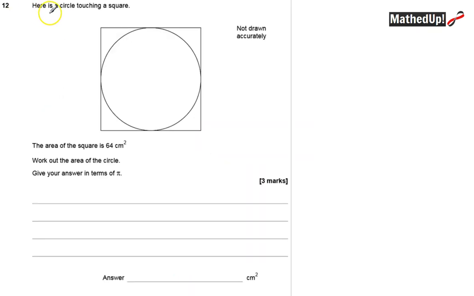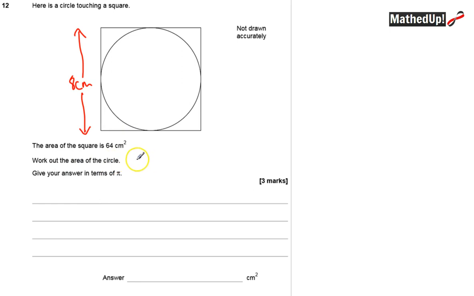Question 12. Here is a circle touching a square. The area of the square is 64 centimeters squared. We need to work out the area of the circle, and we need to give our answer in terms of pi. So if the area of the square is 64 centimeters squared, it must have a height and width of 8 centimeters. Okay, so that's going to be the distance there and the distance there.